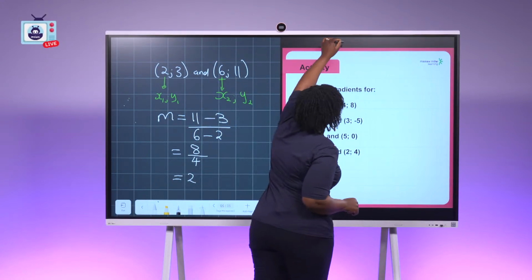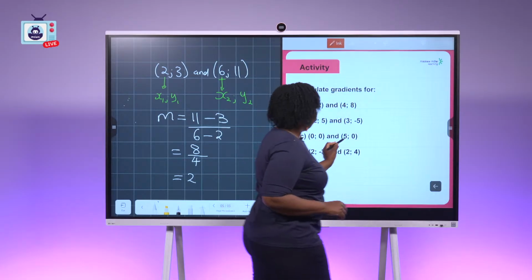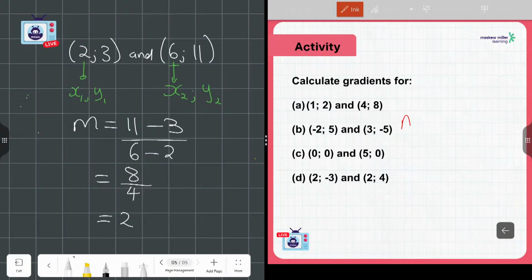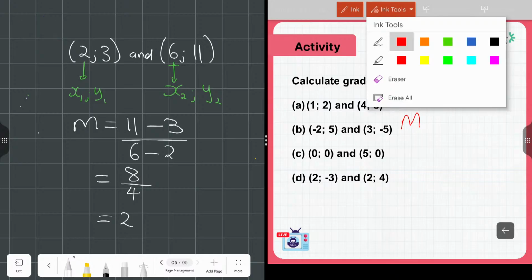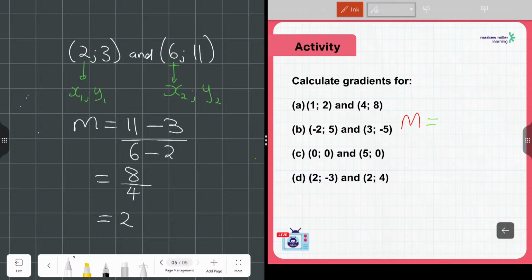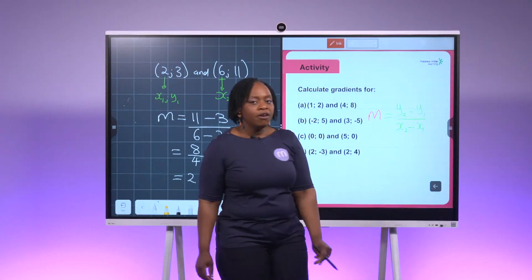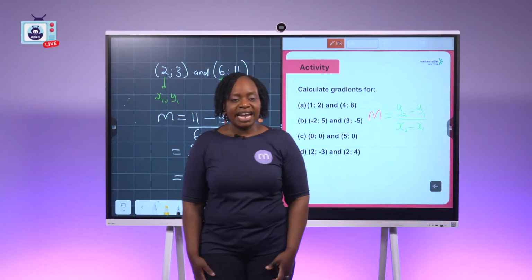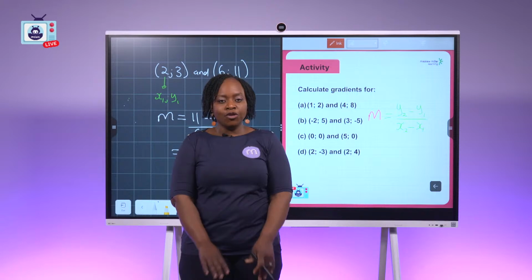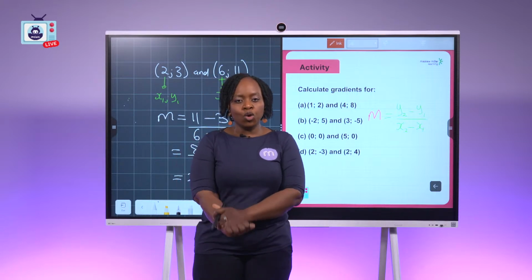Let me just put the formula for you here so that you do remember what the formula looks like. So m equals, let's use another color. M equals, we said, y2 minus y1 divided by x2 minus x1. So you can use the same method for you to calculate the gradient of that. So I'm going to give you a few minutes for you to go through that.